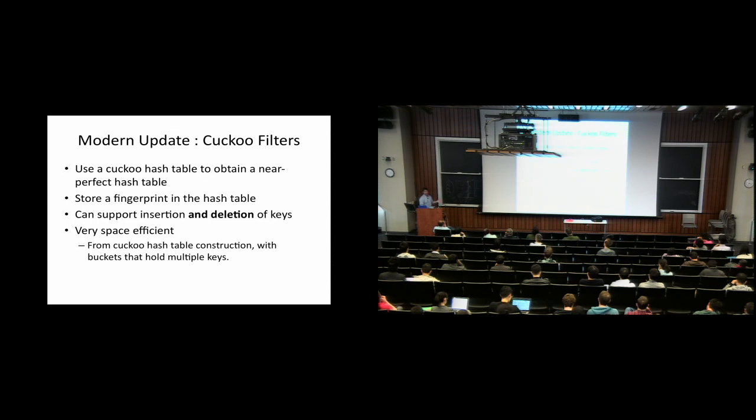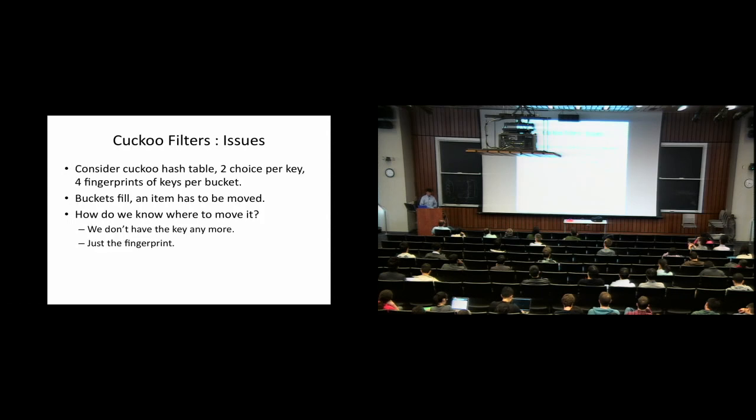The type of hash table I'll use typically might have 4 items in each cell. So to test if an item is in my set, and here I'm thinking of big sets, millions or maybe even billions of items, to do a lookup, I hash to find the cells in the Cuckoo hash table. I look and see if the fingerprint is anywhere in those buckets. If it is, I say yes, that's an element of the set. If not, I say no.